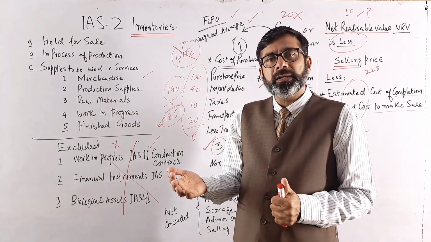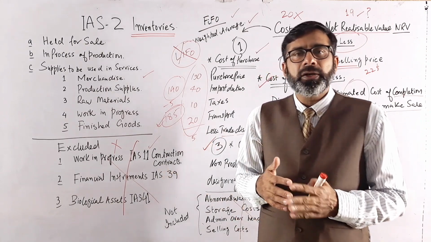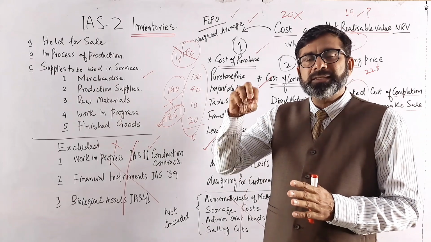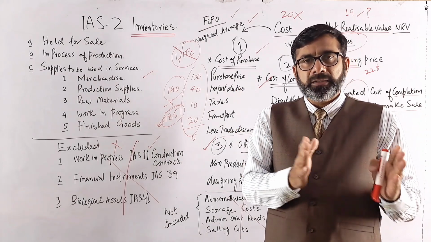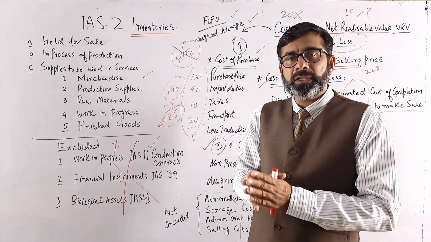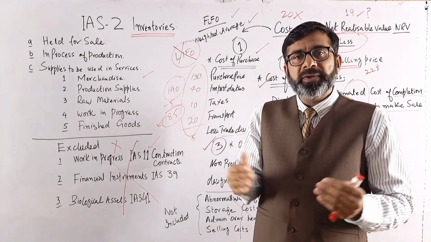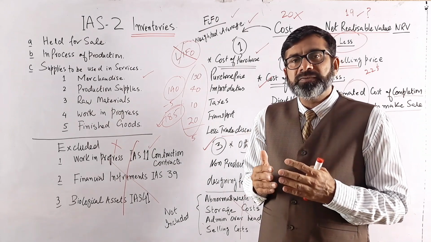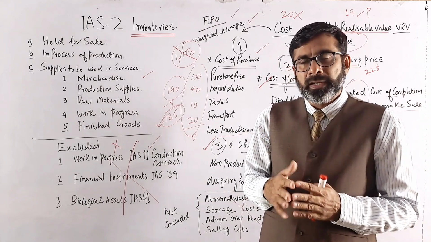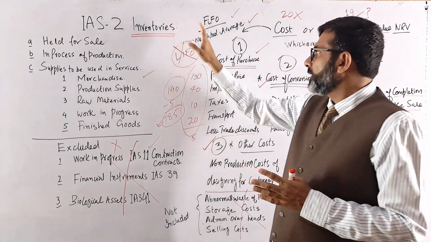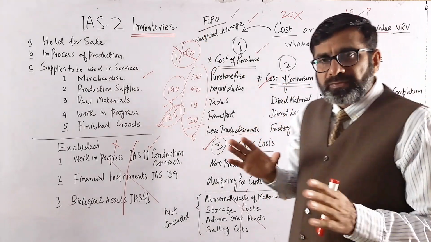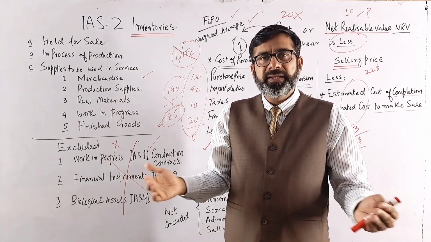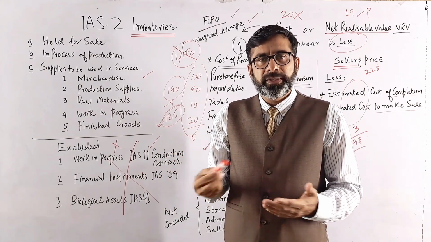In the financial statements, because this is the closing stock, obviously it should be presented both in the income statement and in the statement of financial position. So how it will be presented, what the accounting entries are, what the disclosure requirements are, and how first in, first out or weighted average and the net realizable value are calculated, we will discuss all these things in the next lectures.